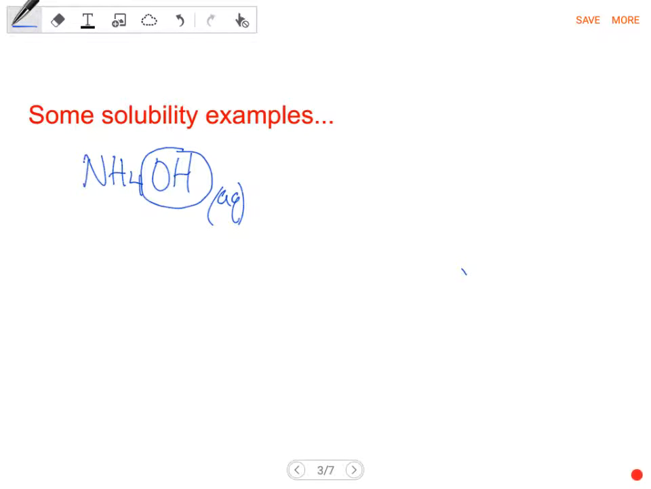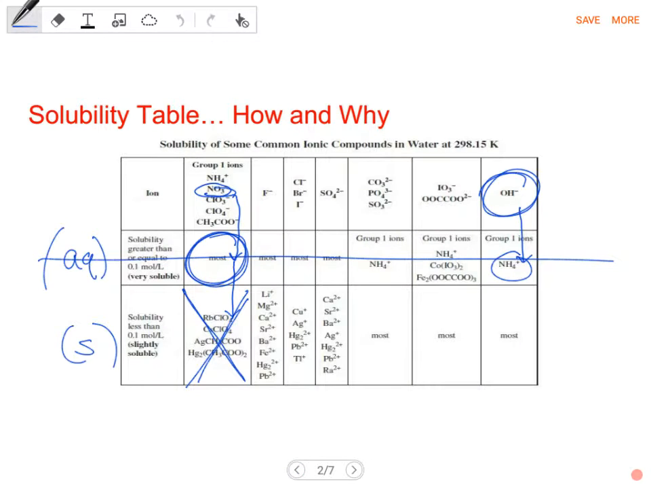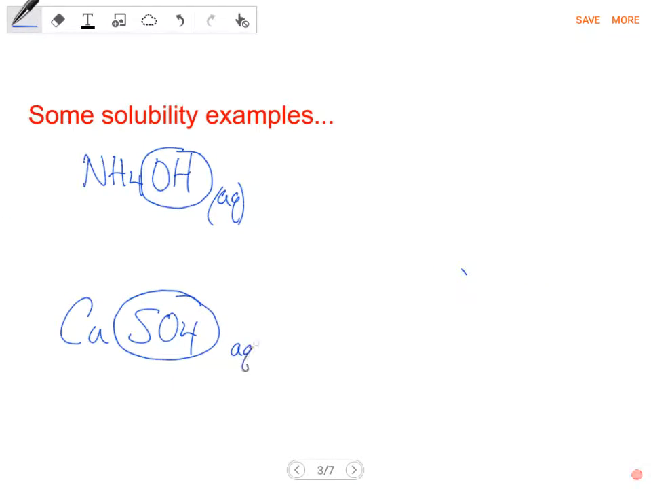We could try another one. We could do, really the options are endless. Copper sulfate. Well, by now you should know this is your negative, that's sulfate. Let's find sulfate in that table. There's sulfate right there. Let's go down and find copper. Oh, I don't see copper in there, so it must be AQ. Anyway, everybody, I hope you're getting the hang of this now. It is important to know how to do the solubility table.